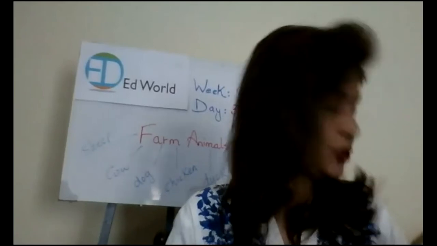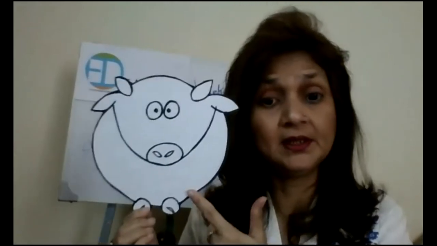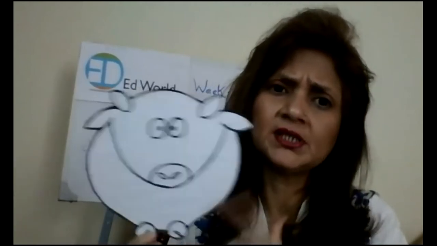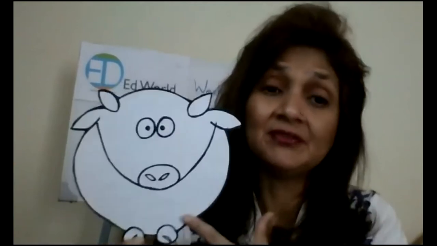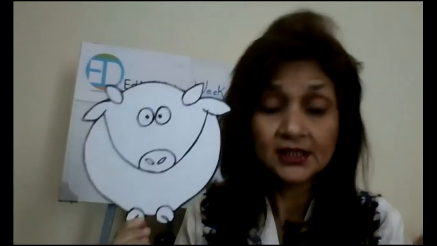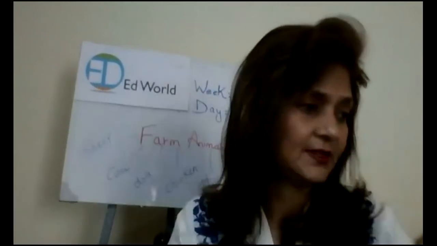Now I'm going to show you a picture. This is a picture of a cow. Correct. Now where do you think cows live? You know, it's a farm animal. It lives on a farm. But can you find cows only on the farm? No, you can find them at other places also. Like you can find them in the forest also. You can find them in the jungle as well, right? But they are farm animals, right?